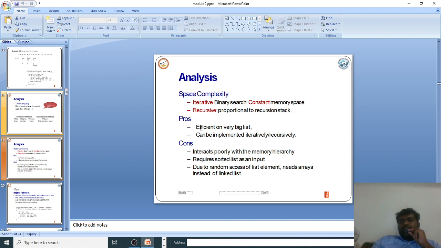Okay, now what are the advantages? Efficient on a very big list, can be implemented iteratively or recursively. Now what are the disadvantages? Interacts poorly with the memory hierarchy, requires a sorted list as an input. Because if you get an unsorted list, first you have to sort using some sorting algorithm, and then you have to apply the binary search. Next, due to random access of element list, it needs an array instead of a linked list.